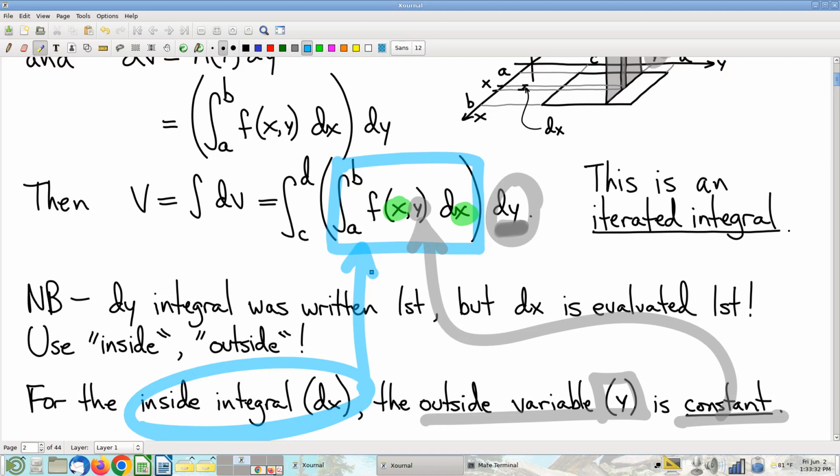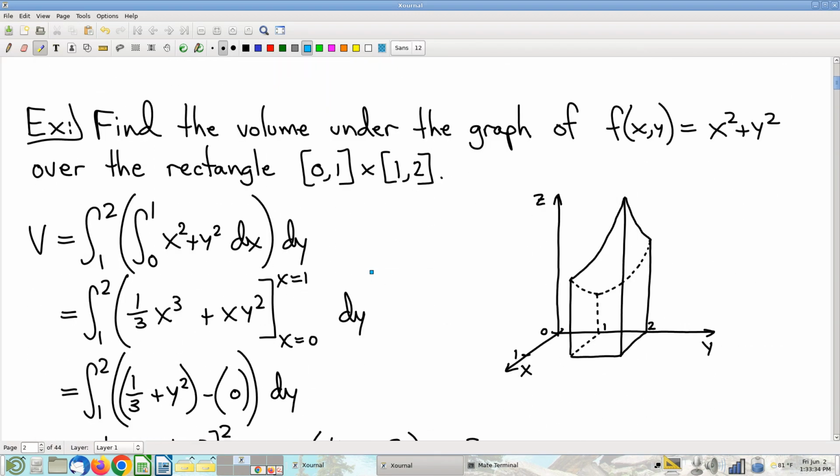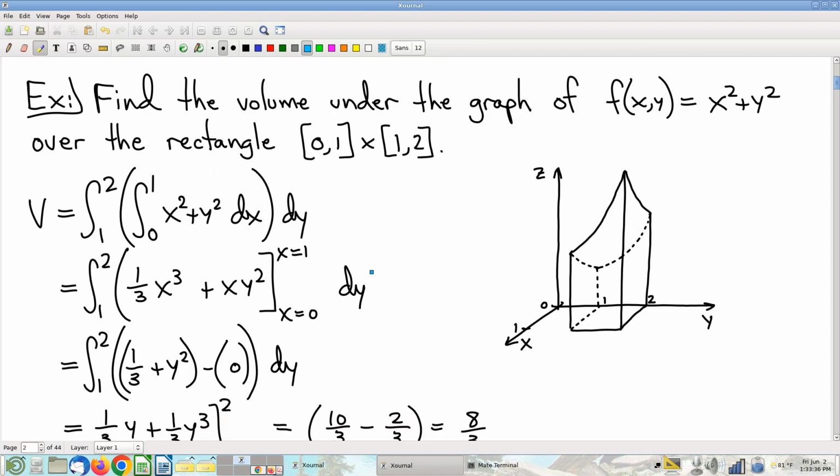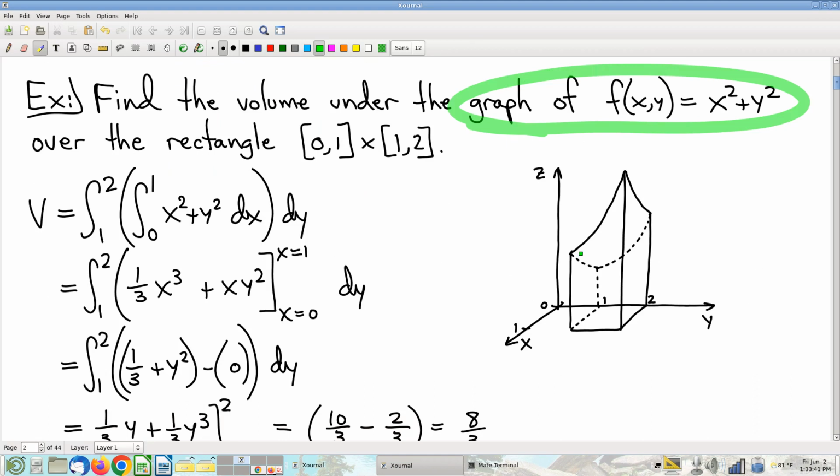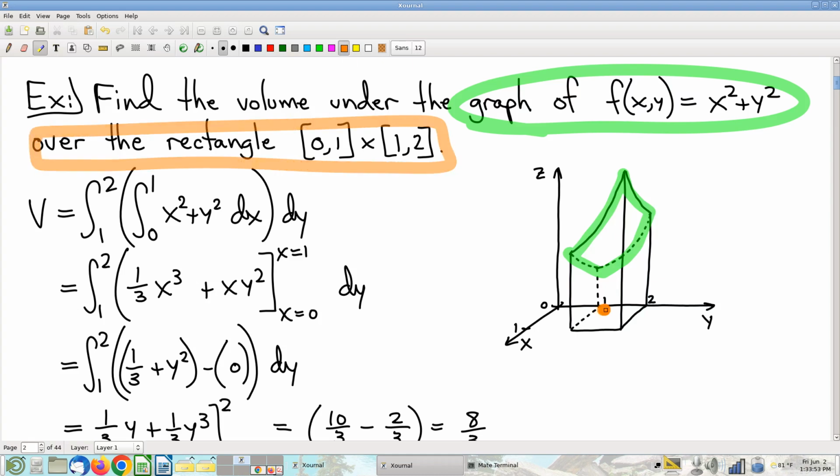All right, let's do one. Here is a graph of a function of two variables. It's a part of a paraboloid, and I want to compute the volume under that graph sitting over this rectangle here. And before I go on, let me explain this notation. I know this is a weird looking notation. What do we mean by [0, 1] cross [1, 2]? This is not a cross product.